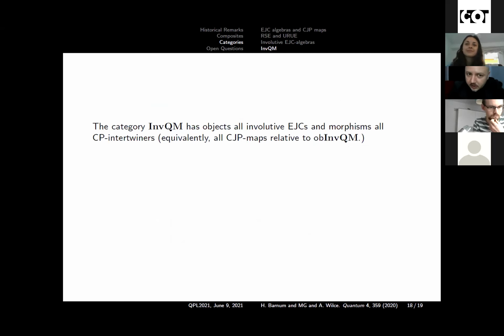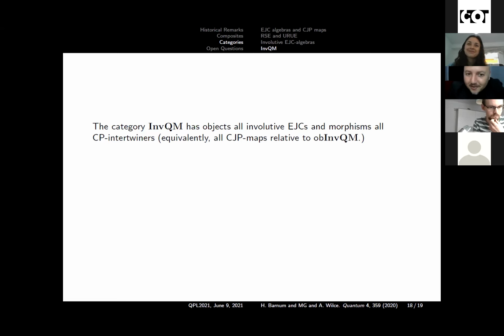The category INVQM is going to be the final one. The INV is for involutions, but it could also be read as INV quantum mechanics, because our composites, except for quantum ones, are not locally tomographic. Sometimes preservation of purity is violated. For quaternionic composites, it's no longer true that the composite of two pure states is a pure state. So these composites have some properties that might cause them to envy usual quantum theory.